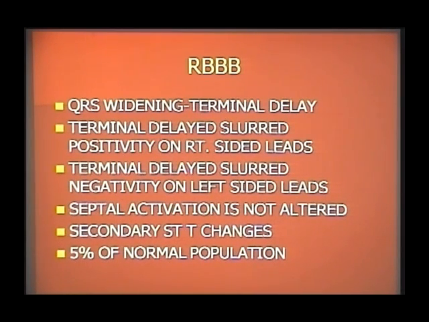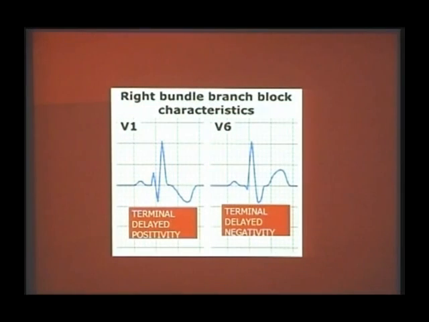Not all right bundle branch blocks are diseases. You can have a right bundle branch block in 5% of the normal population. So not always is right bundle branch block a disease. So this is your right bundle branch block. You can see here in V1 the QRS is widened, with terminal delayed slurred positivity in the right-sided leads.